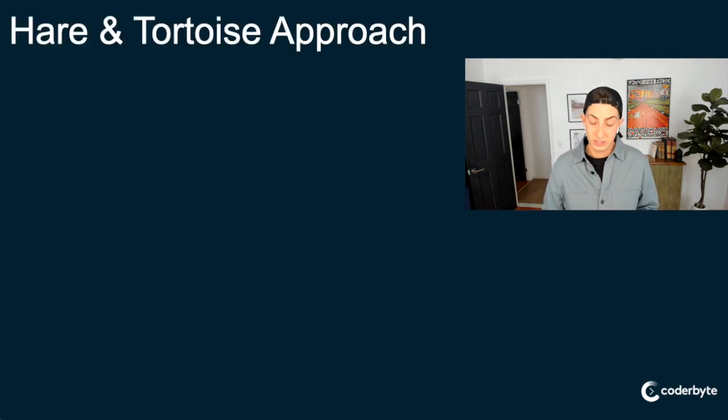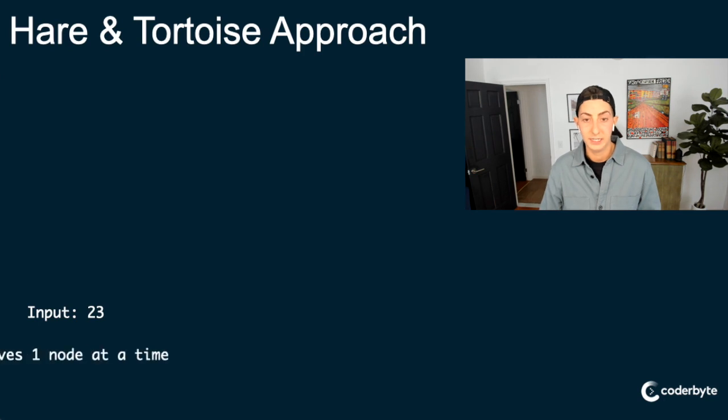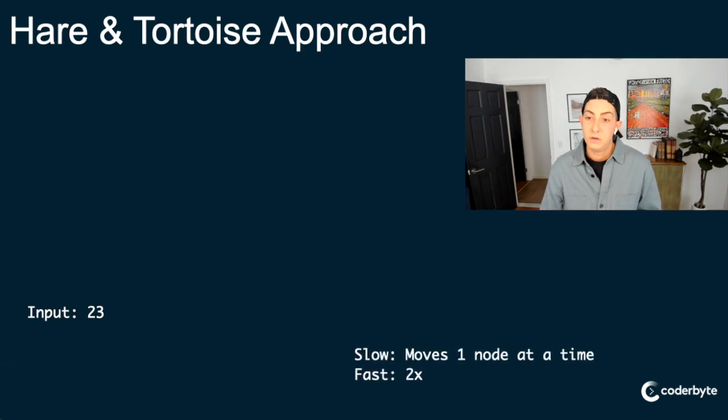So this is the hare and tortoise approach, fast and slow moving pointers. Let's take the first example from the slide before. The input is 23. Our slow pointer is going to move one node at a time, and our fast pointer is going to move two nodes at a time. This is the same speed that we used in last week's video, because we're still determining whether there's a cycle in the linked list. These speeds are good for determining cycles in a linked list. If you want more information about that, review last week's video, or do some Googling.